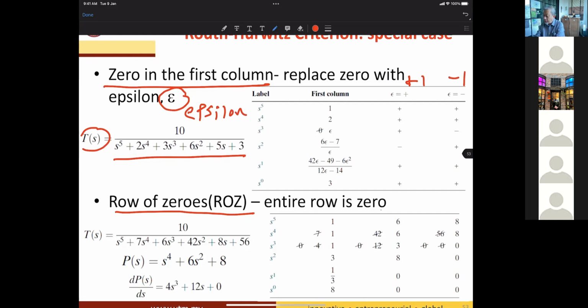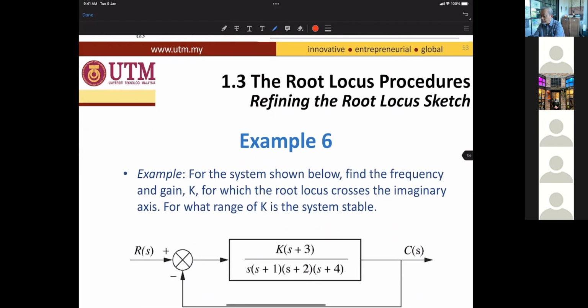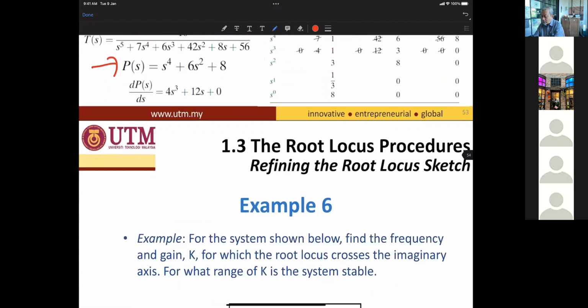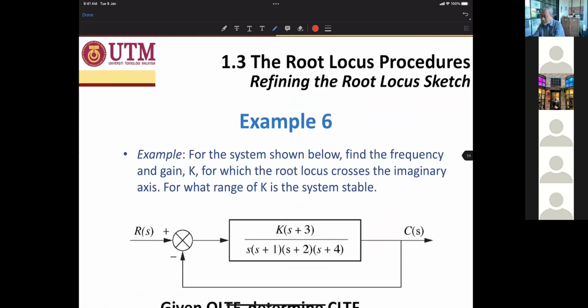Okay, and then you insert inside it, and it happened at S power of 4, the entire row is 0. Then you replace it with this technique, which is the auxiliary equation, S power of 4, 6s squared plus 8, differentiate, and then you replace the 4, 12, and 0 in the table. For further details, you can refer to the Control 1 notes from the previous semester.